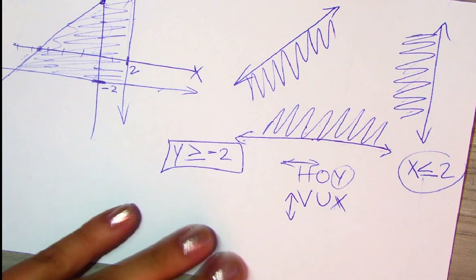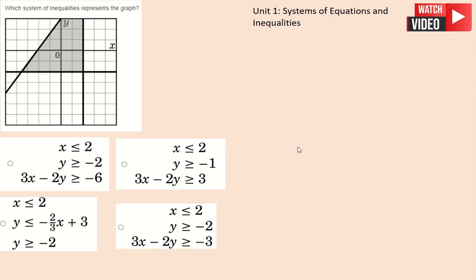So if we look at the answer choices here on the assignment, we can compare that we're looking for x is less than or equal to 2. So these two answers have that. And these two answers have that as well. So all four have the x, the vertical line.